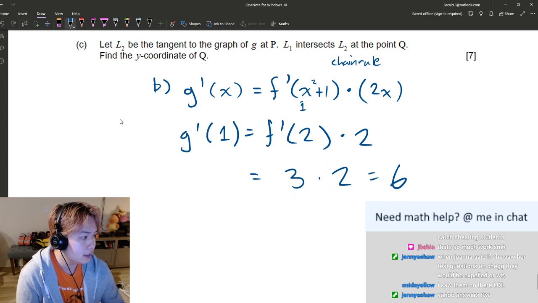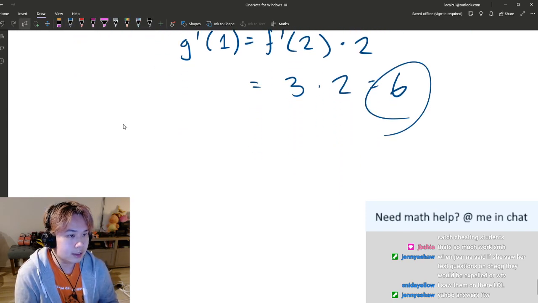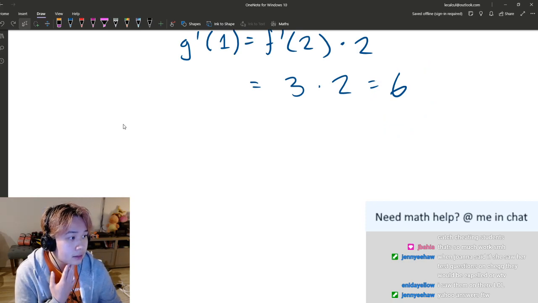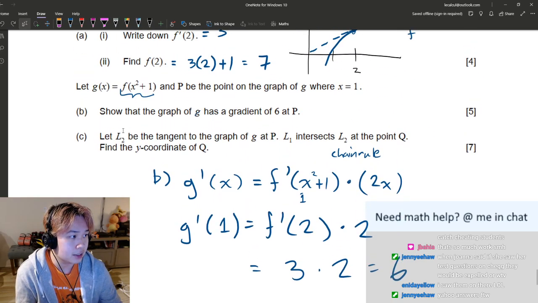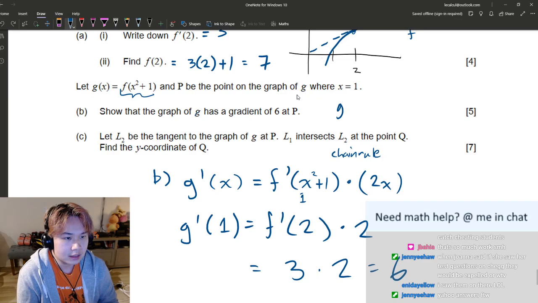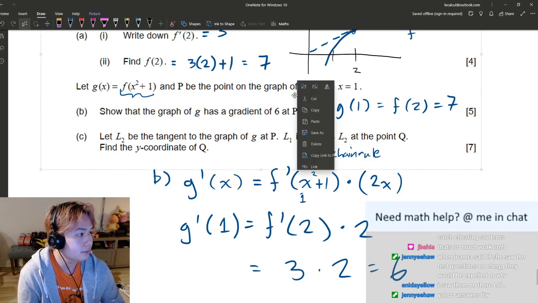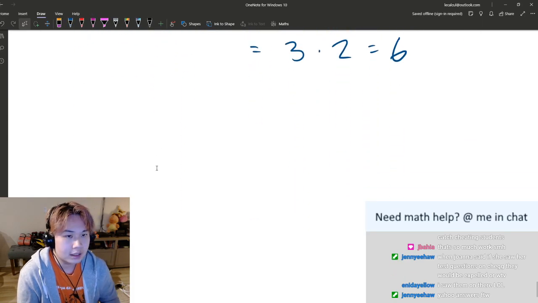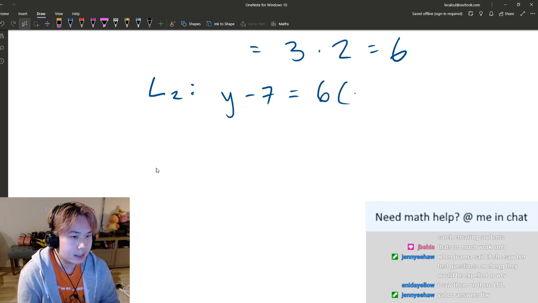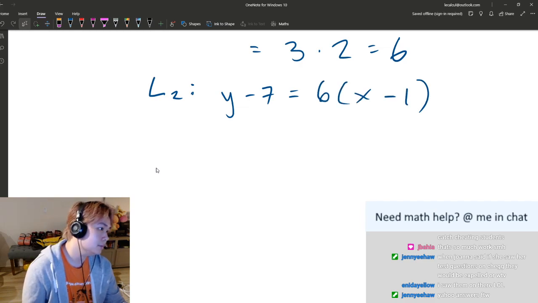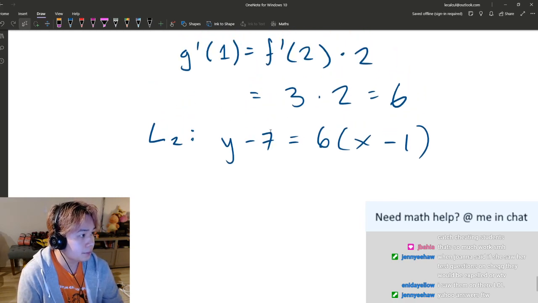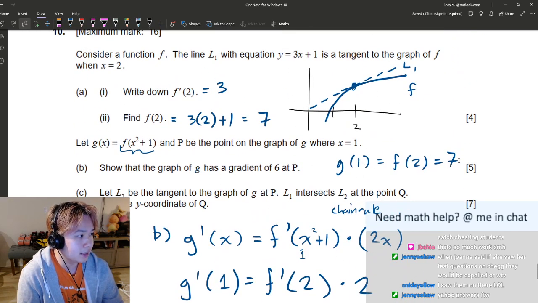Okay, so first, let's find the equation for L2. We do know the slope, but we need the point where it's tangent. I have the x value, but I need the g value, so g of 1 is f of 2. Luckily, we found that out as 7. So line 2 can be written as y minus 7 equals 6 times x minus 1. This is just a point-slope equation, because I know the point is (1, 7).